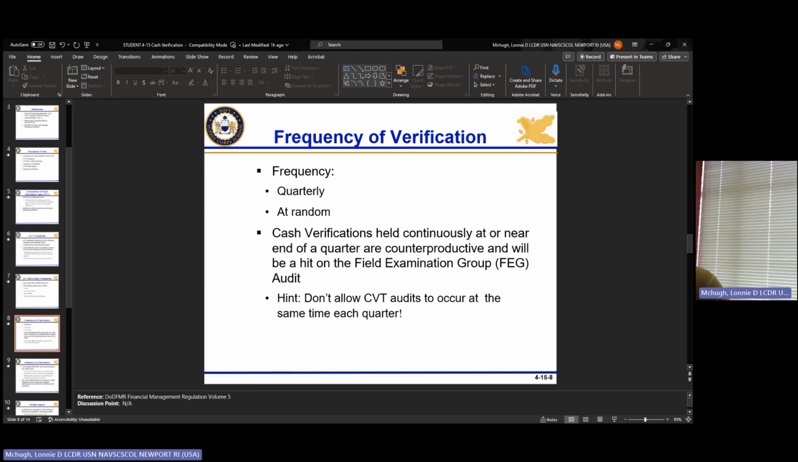Our next discussion point is the frequency of the verification. So the cash verification team, that's the senior supply officer with their appointed team, will come in quarterly at random. So they need to make sure that they don't show up at the last month of each quarter or on a certain day. It needs to be completely at random.